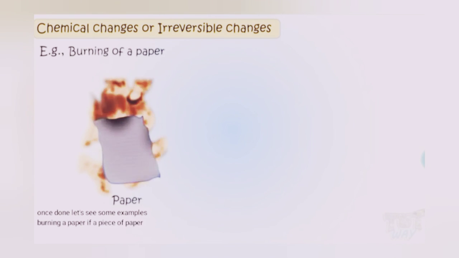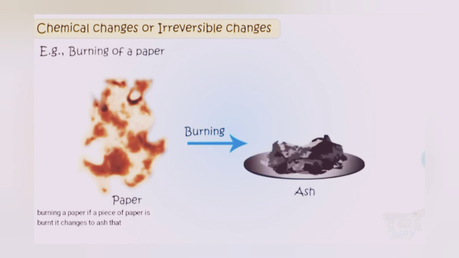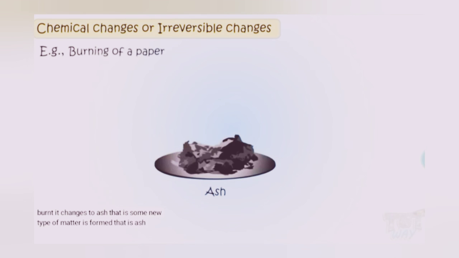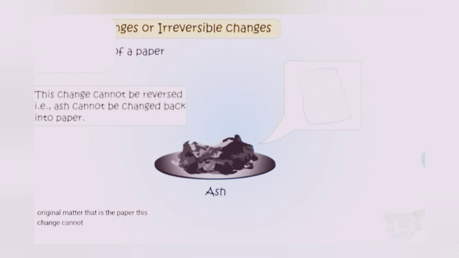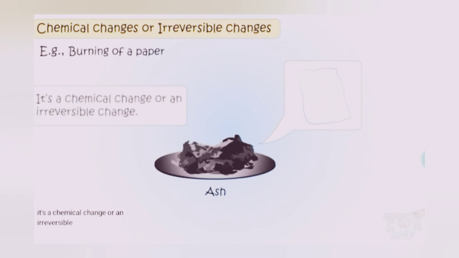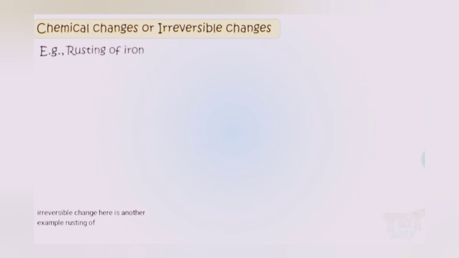Burning of a paper. If a piece of paper is burnt, it changes to ash, that is some new type of matter is formed, that is ash, which looks entirely different from the original matter, that is the paper. This change cannot be reversed, that is ash cannot be changed back into paper, so it's a chemical change or an irreversible change.